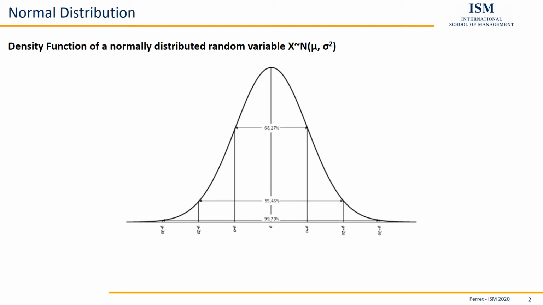If I go plus minus 2 standard deviations, I get roughly more than 95%. So it's 95.45% of all observations. And if I go plus minus 3 standard deviations, I get more than 99.5, so in detail 99.73% of all observations.